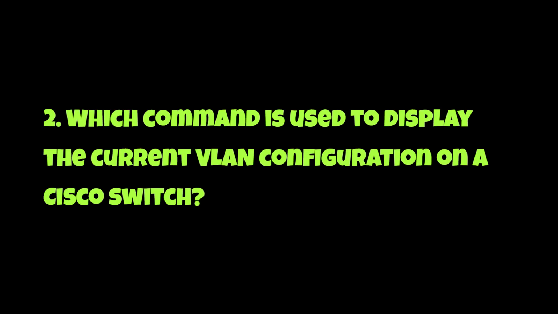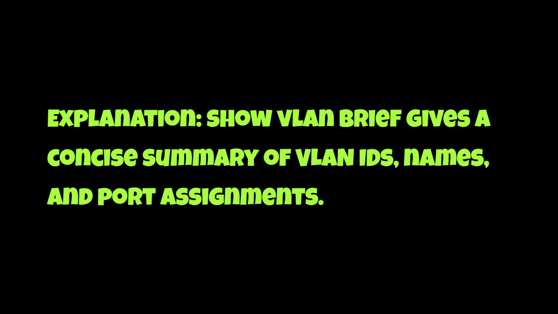2. Which command is used to display the current VLAN configuration on a Cisco switch? A. Show VLAN, B. Show VLAN brief, C. Show IP VLAN, D. VLAN show. The correct answer is B. Show VLAN brief. Explanation: Show VLAN brief gives a concise summary of VLAN IDs, names, and port assignments.